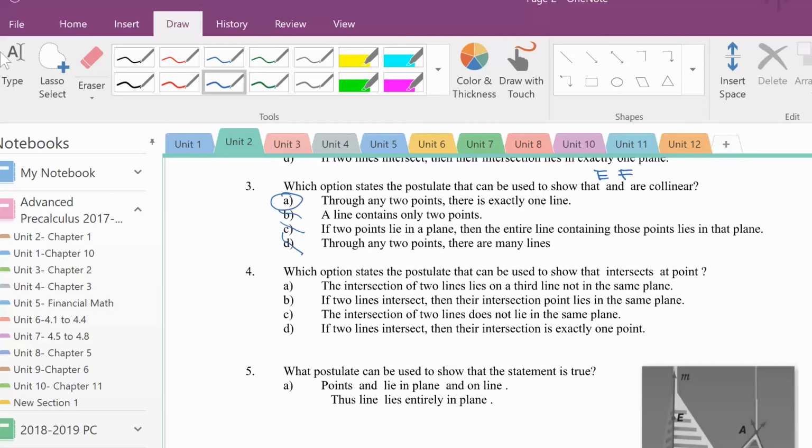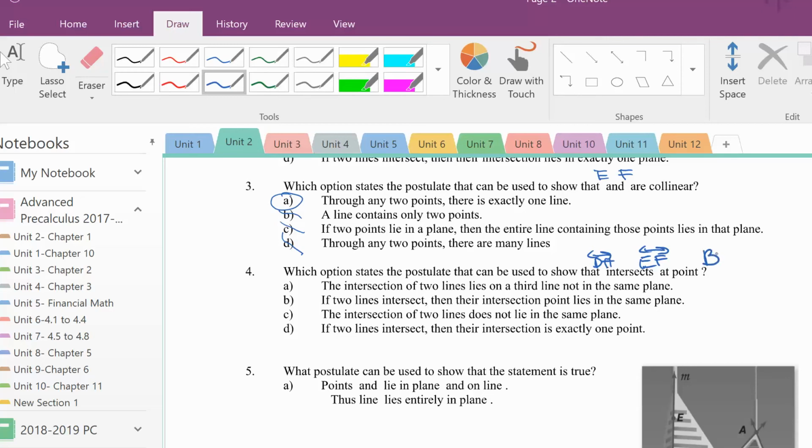Number 4, which option states that the postulate that can be used to show that line DH and line EF intersect at point B?